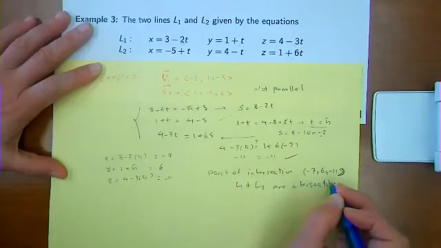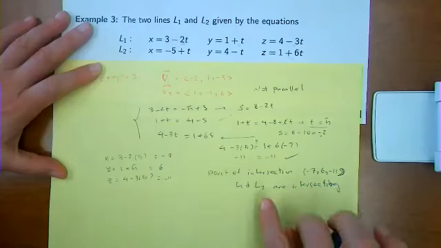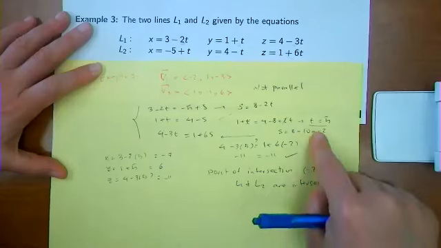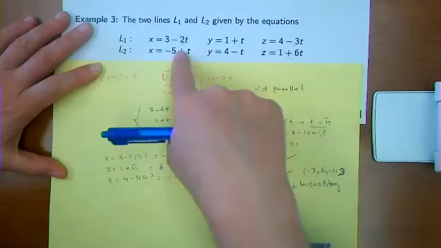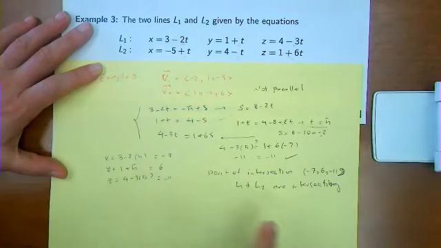Now, one extra thing that I want to add is that if you plug in s equal to -2 in the second line, then you get the same point as well. That's it.